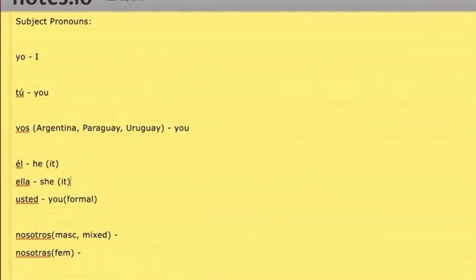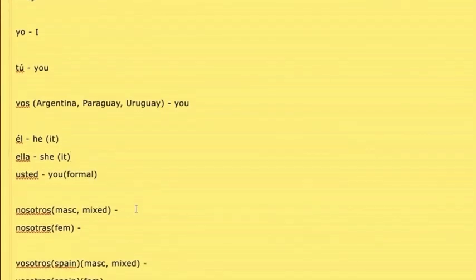Now, getting down into nosotros and nosotras, nosotros is going to mean we, same with nosotras. However, these are used in different contexts. You can see that I've labeled this one as masculine and this one as feminine. This basically means that nosotros is going to be used for an all-guy group. So if I were to say we in reference to an all-guy group, we would use nosotros, versus nosotras is going to be for all females.